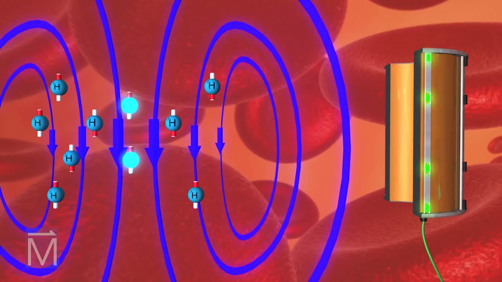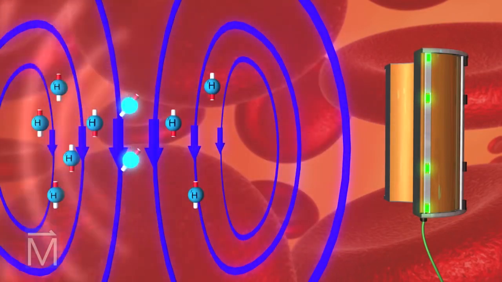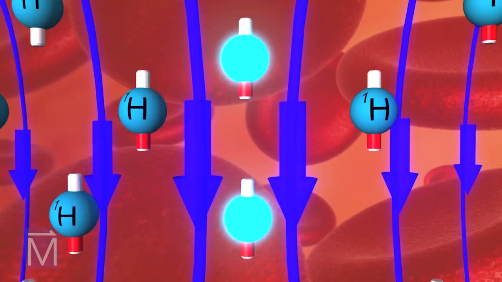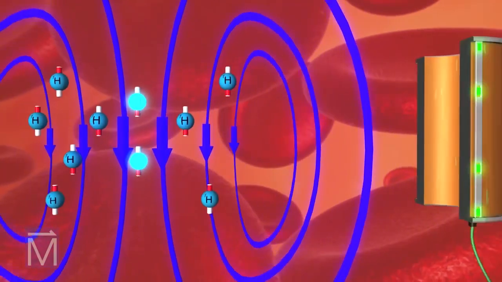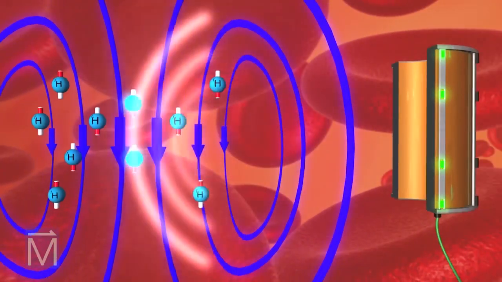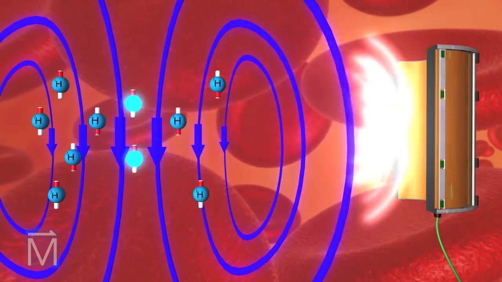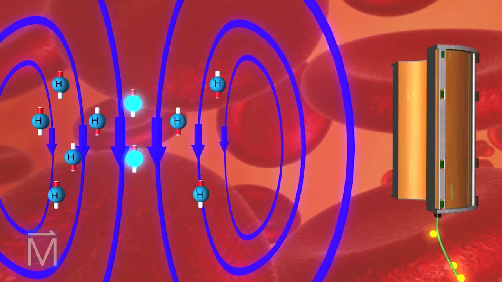When the RF coil is turned on, the unmatched protons absorb the energy of the RF waves, which causes them to flip on their axes. They're still in line with the magnetic field, but now in the opposite direction. When the RF pulse stops, the protons release that absorbed energy, return to their previous alignments, and, in so doing, emit a signal back to the coil.